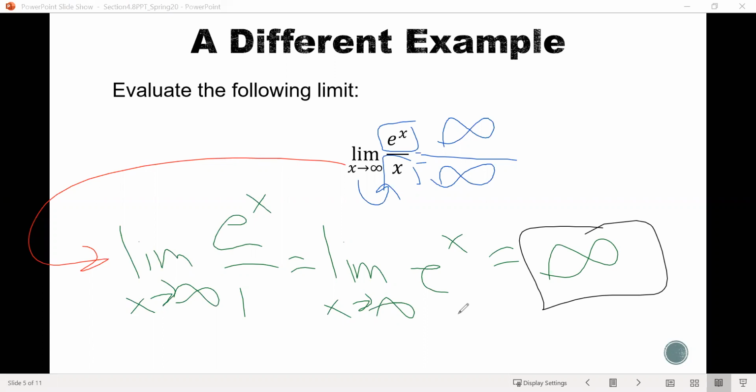An indeterminate form is one of those 0 over zeros, or positive infinity over negative infinity, or negative infinity over positive infinity, something like that.